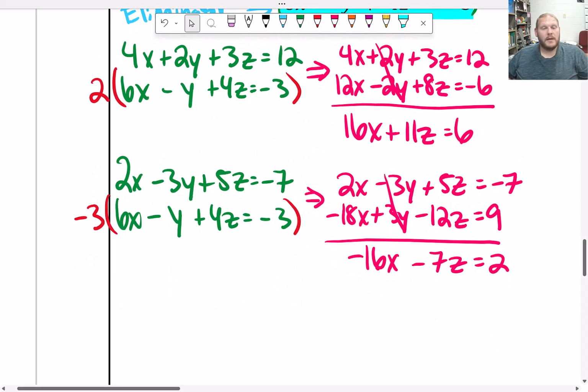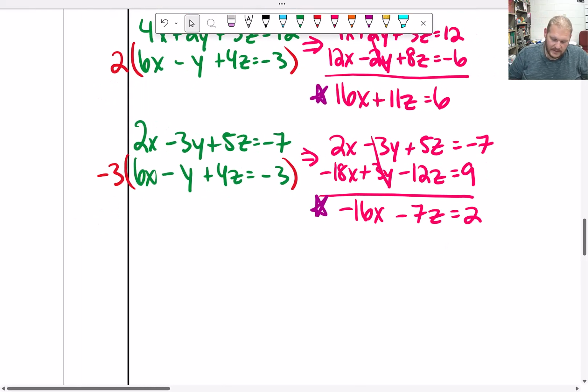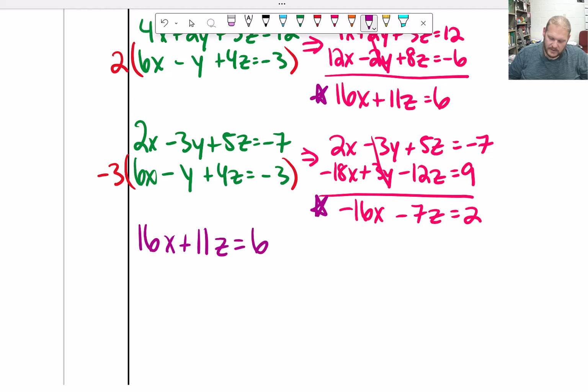All right, so now that I've done this, these two equations right here, my 16x plus 11z equals 6, and my negative 16x minus 7z equals 2, is a two-variable system. So I'm going to rewrite this down below, but this is the exact same type of problem that we just did on the front side. We've got a 2x2 system that I can solve using either of those two methods. I could solve using substitution, or I can solve using elimination. But I've got it down to just a 2x2.